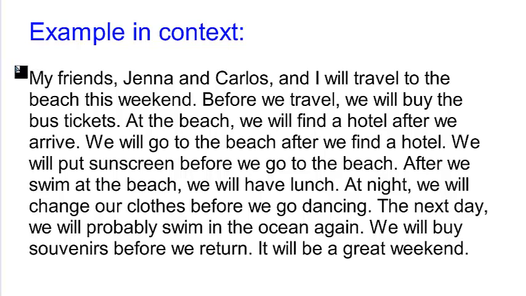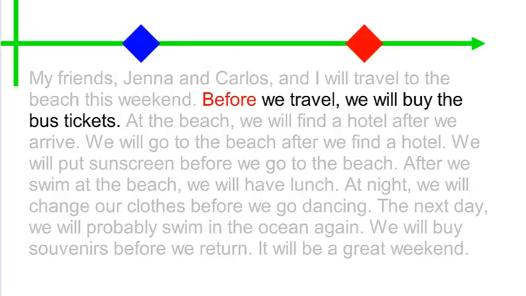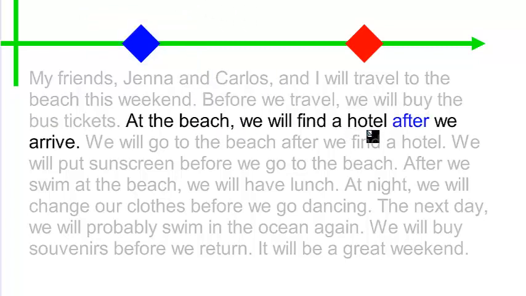So as you see here, we have a lot of sentences describing my future trip with my friends. Let's check sentence by sentence. Before we travel, so before we do this event, we will buy the tickets. We will buy the tickets here. At the beach, we will find a hotel. So we will find a hotel after we arrive. After we arrive. First, we arrive and then we find a hotel.